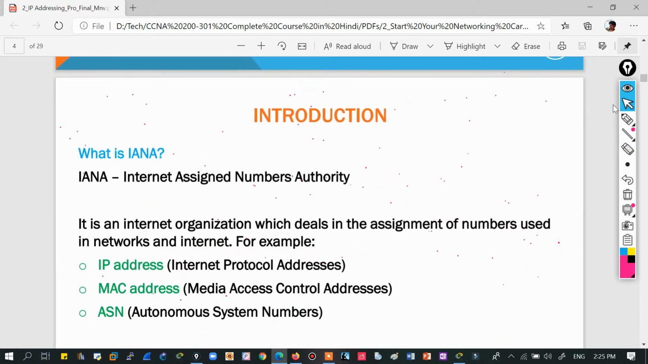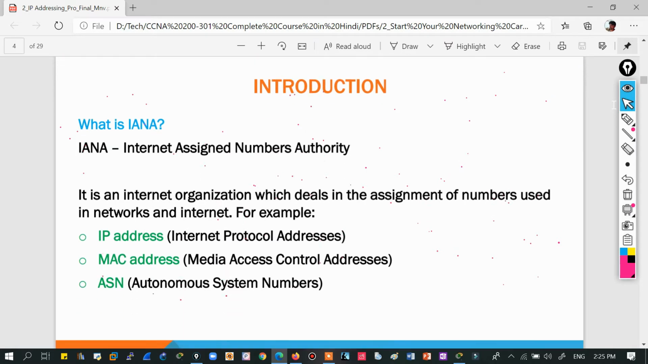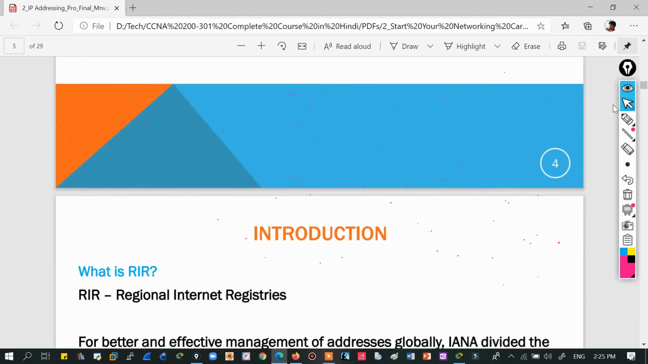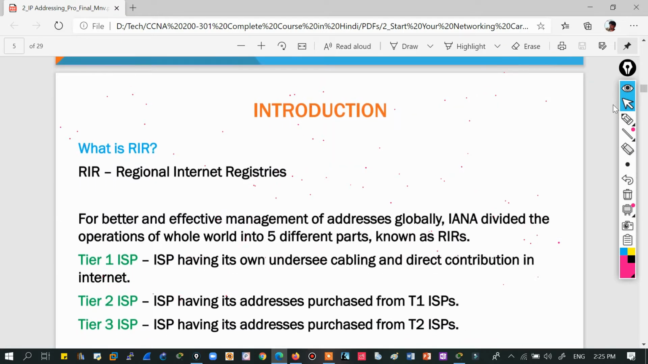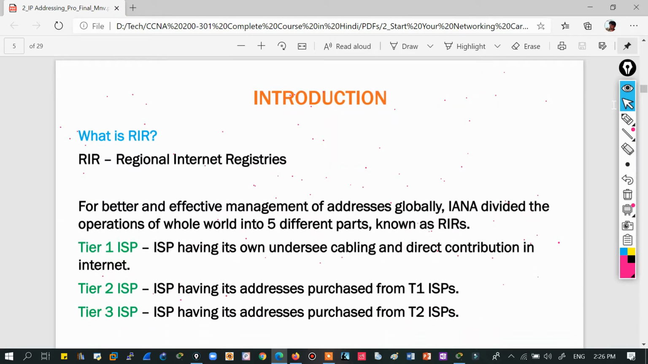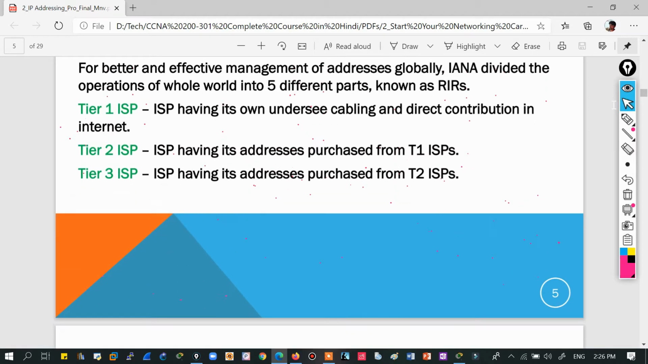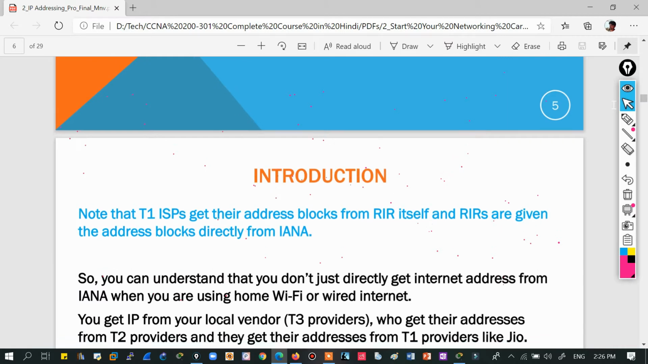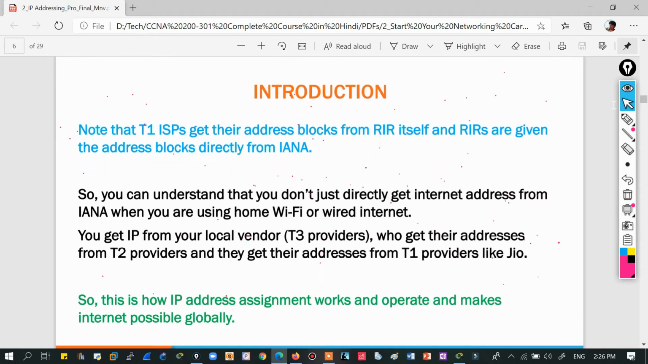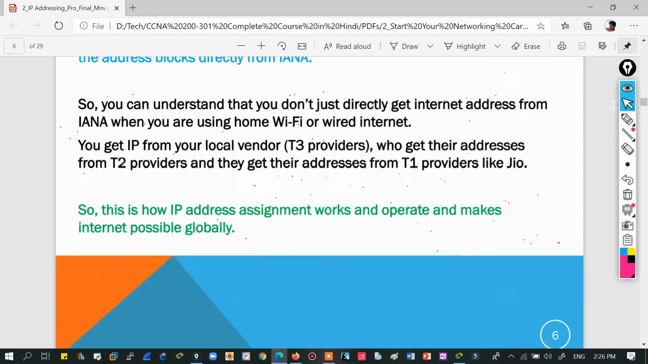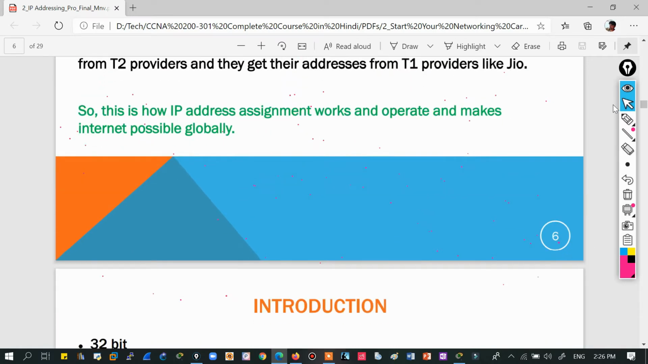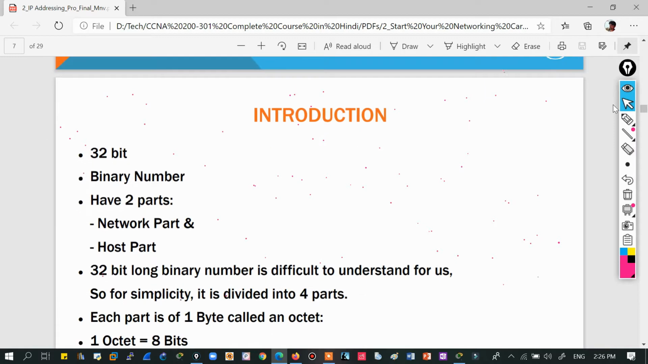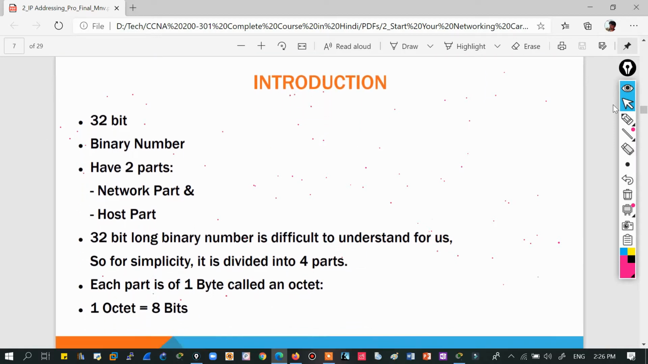Okay, so we have discussed what is INA. Just look at this slide. We have discussed what is RIR, so just read about it. I have discussed everything, and then maybe one more slide about this introductory part. Okay, so this I have also explained. So let's start with the IP address now, the introduction part of the IP address. What about IP? It is a 32-bit number, which is a binary number.